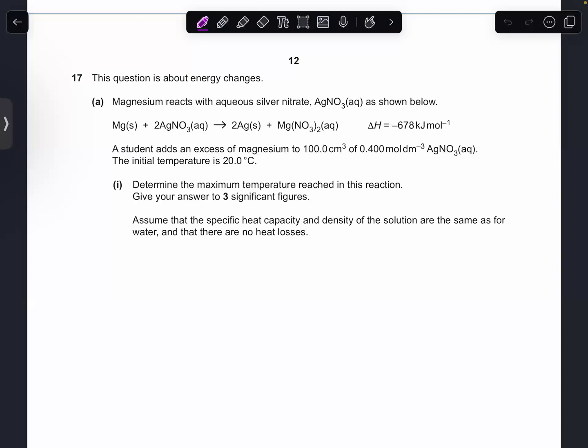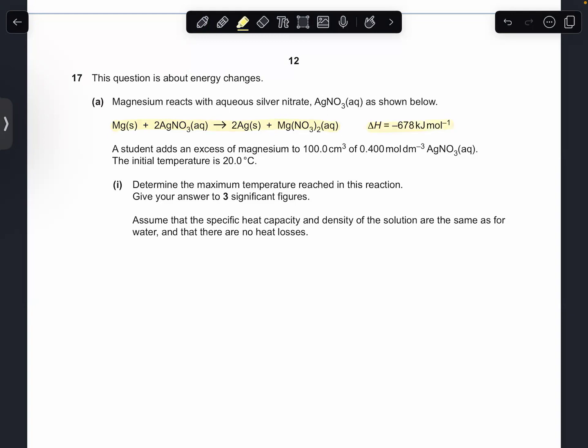We'll be looking at question 17, June 2022 paper. Now, this is an enthalpy change question. So you've got magnesium reacts with silver nitrate as shown below. You've got this equation, and you've got the enthalpy change in kilojoules per mole.